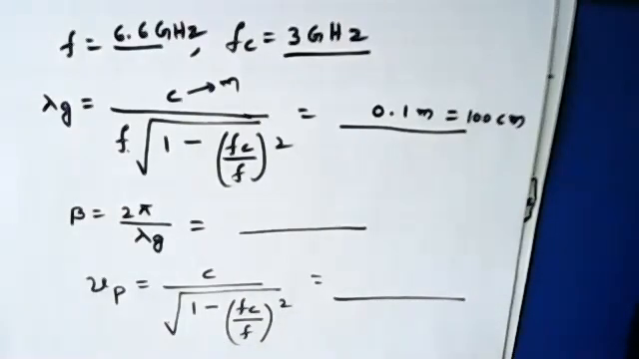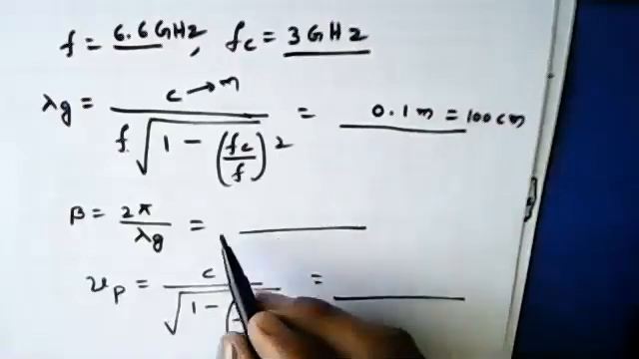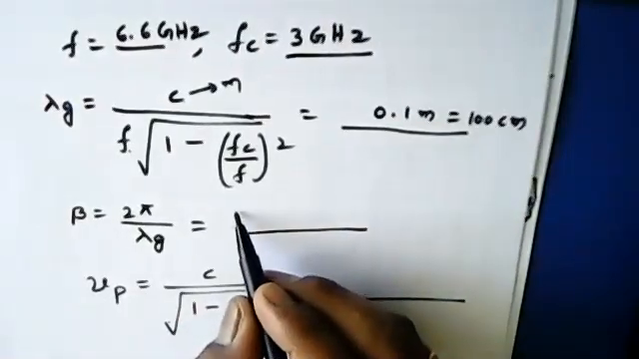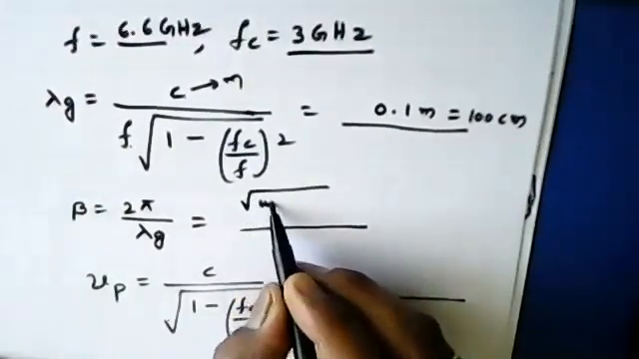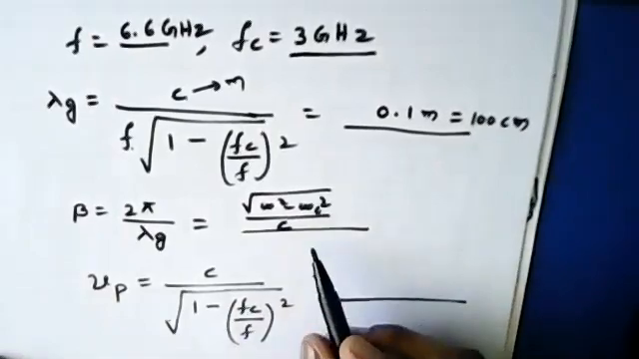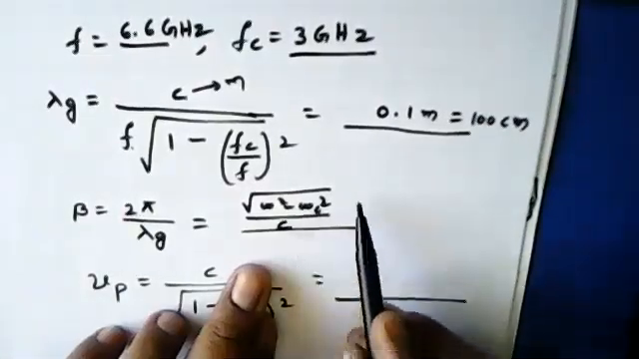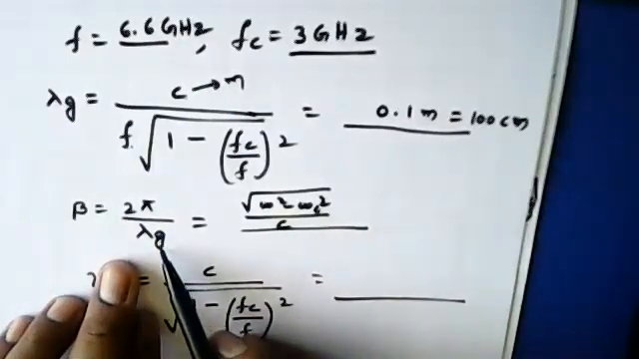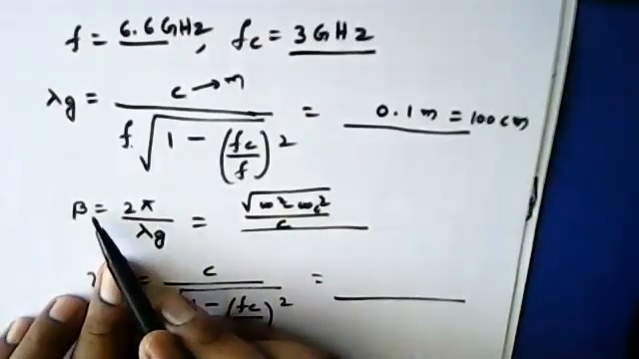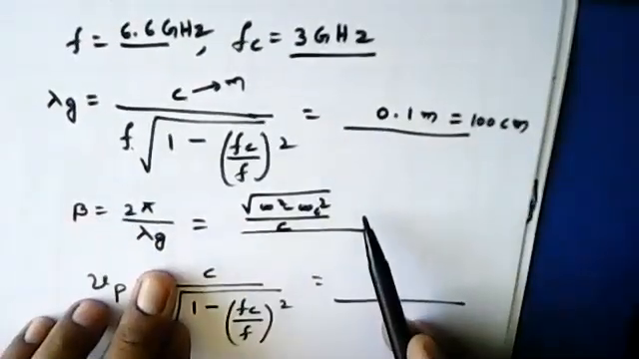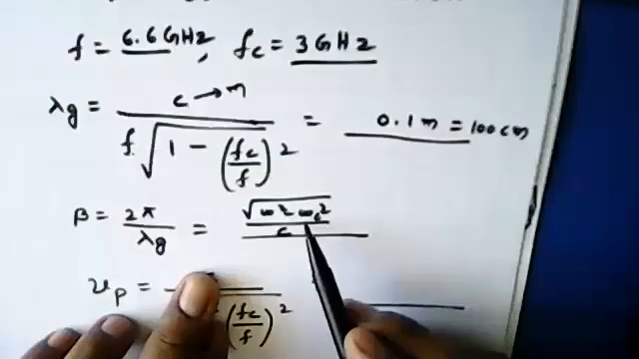Beta value is 62.8. Or we have one more expression to calculate beta. We can use another formula, that is root of omega square minus omega c square by c. We have another formula to calculate. You can go either by this one or this one, because it depends upon lambda g. If lambda g is a mistake, then we'll get a problem, and beta will be wrong. Please be careful. We can use either of the expressions.